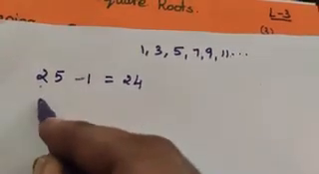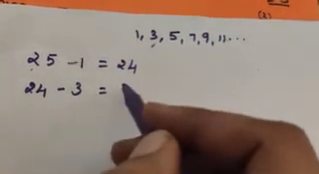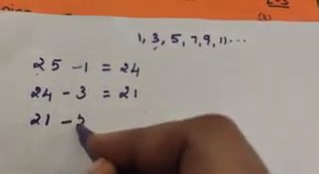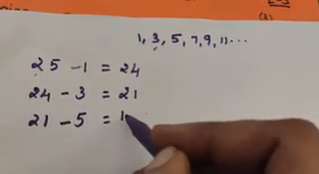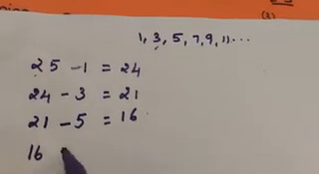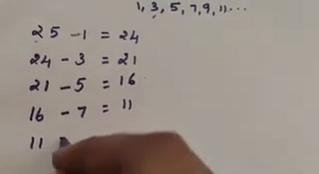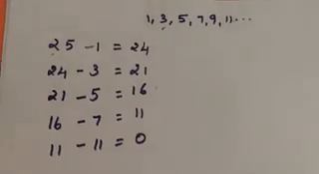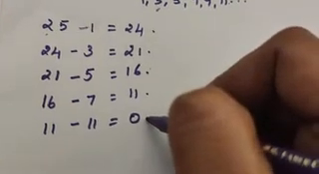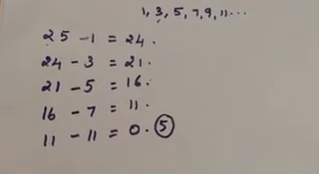Now from 24 you have to subtract the next odd number, that is minus 3. 24 minus 3 is 21. Again 21 minus the next odd number, 5, so it becomes 16. Right? So 16 minus 7 is 9, and 9 minus 9 gives 0. Now you have to count the steps: 1, 2, 3, 4 and 5. In the fifth step we got 0, so the square root of 25 is 5.